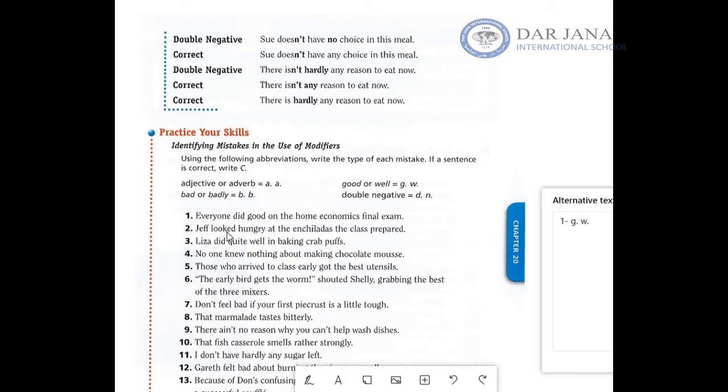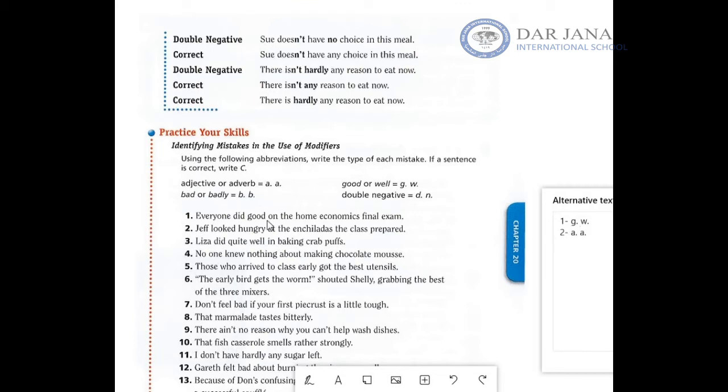It should be: Jeff looked hungrily at the enchiladas the class prepared. If we replace looked with a verb to be, the sentence will not make any sense. So number 2 is incorrect, and the problem is in the use of adjective or adverb.